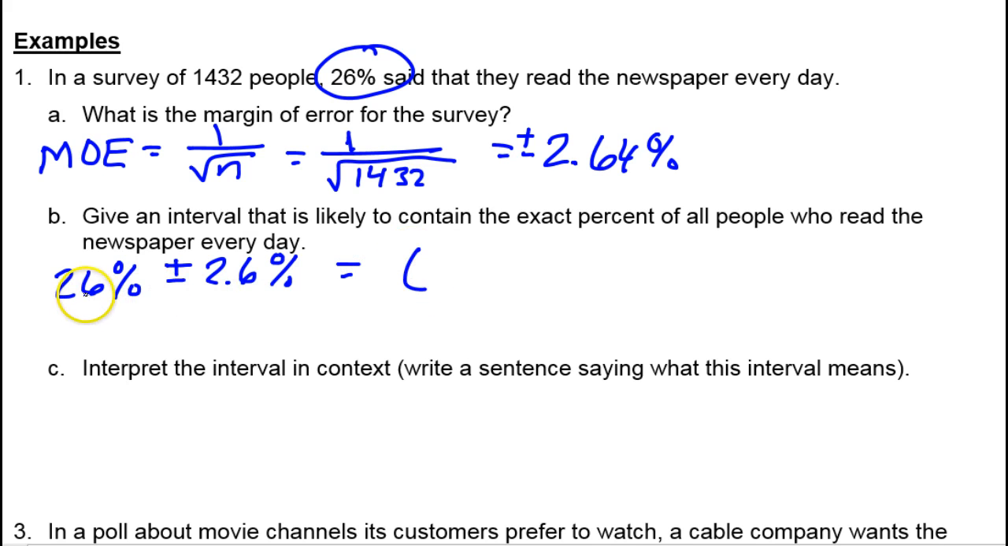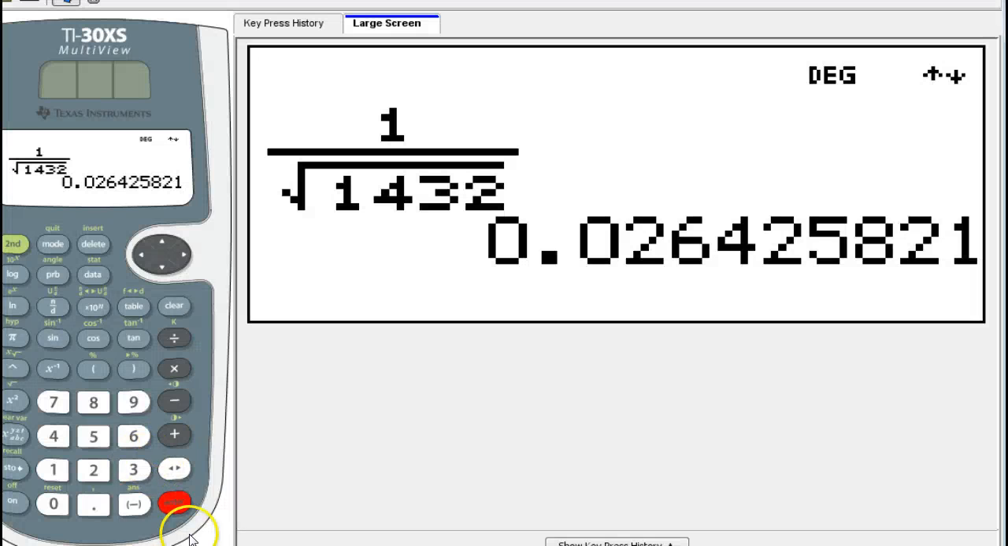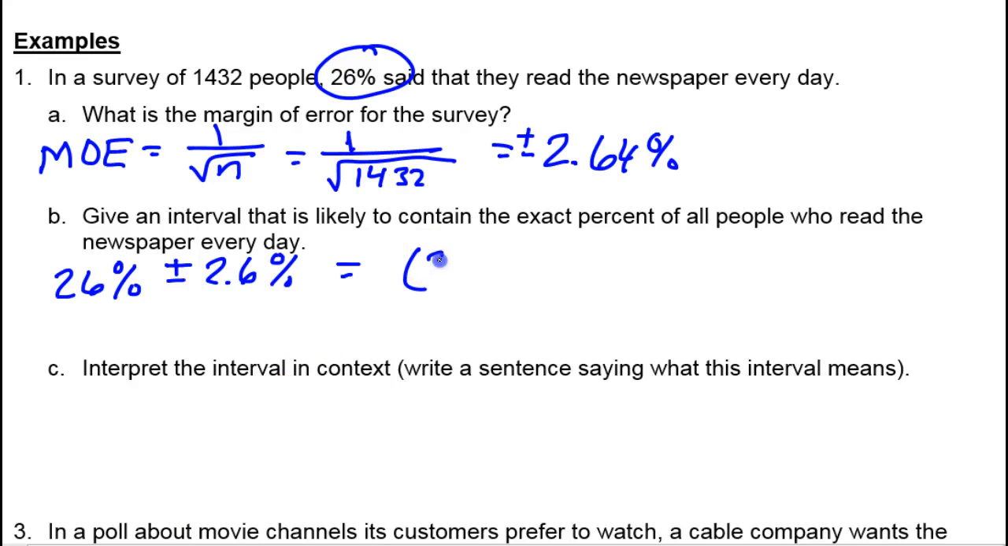Okay, so let's see. What's 26 minus 2.6? 33.4? 23.4? Yeah, the other one wouldn't have made sense. All right, so 23.4%. And what's 26 plus 2.6%? 28.6. Okay, so that's the interval that's likely to contain the true percentage of people that read the newspaper every day. Okay, all right, it's just whatever the survey said, plus or minus the margin of error, give or take.